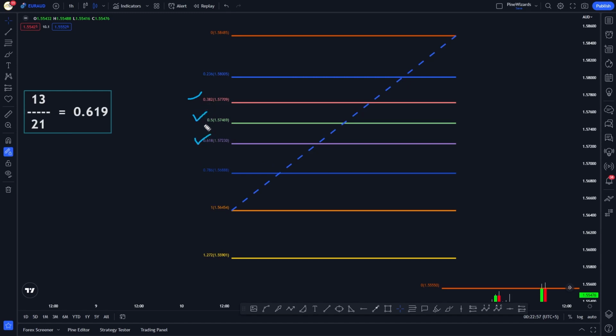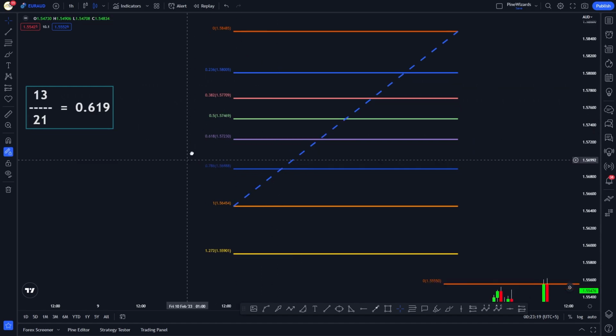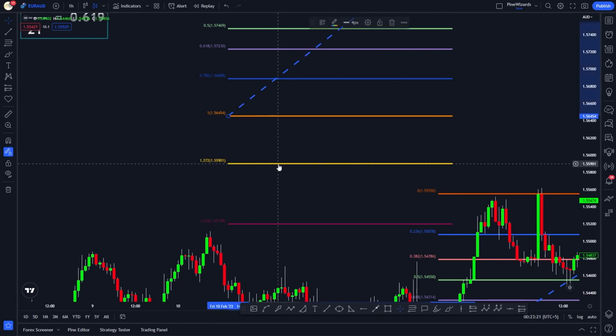So 0.382, 0.5, and 0.618 are my primary tools whenever I'm working with Fibonacci retracement, because if the price respects these three levels and reacts at these three levels, then I take my trade. If it just goes through these, or if it doesn't even reach these, then I will not take those trades, as I'm going to show you next in my example.